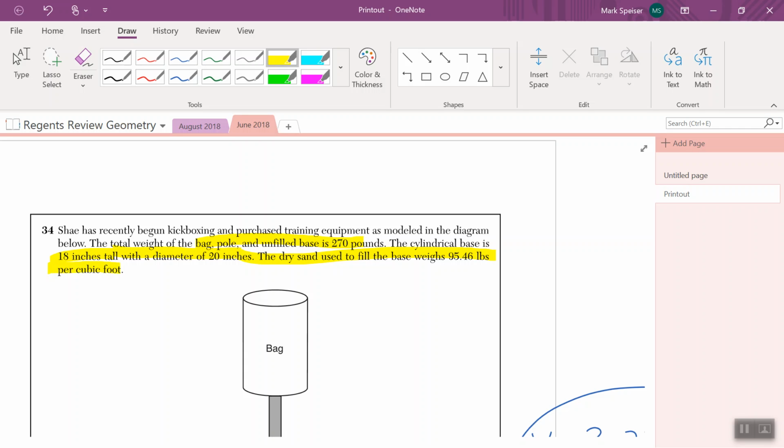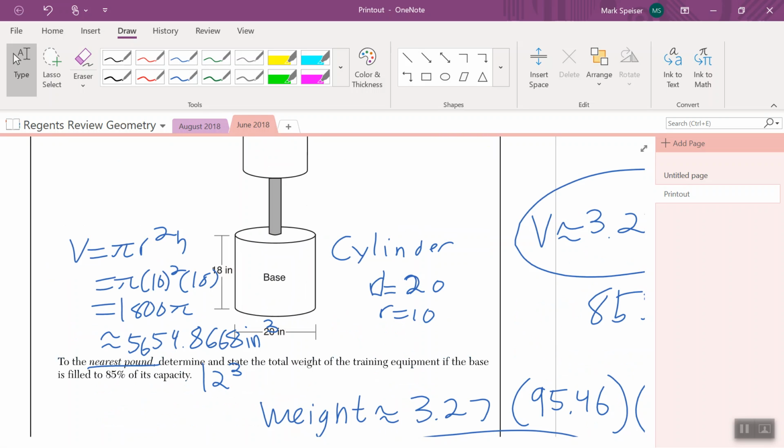So you've got to be careful. Our density is in feet, our measurements in inches. So you've got to convert either inches to feet or feet to inches to get to the answer. Let's see what form they want the answer in. To the nearest pound, determine the total weight of the training equipment with the base filled to 85% capacity. So we first find the volume of our base.